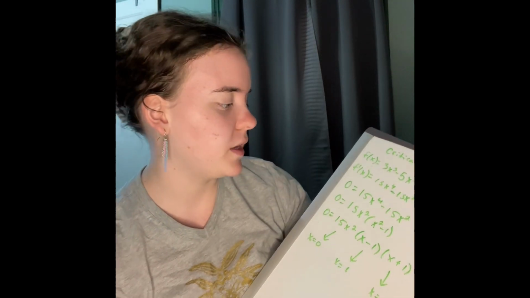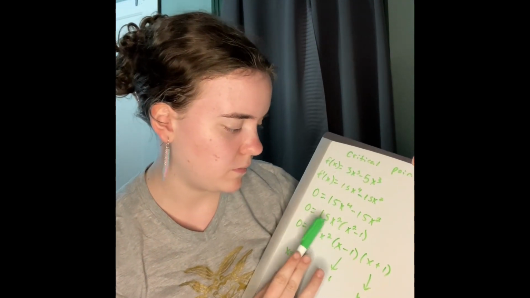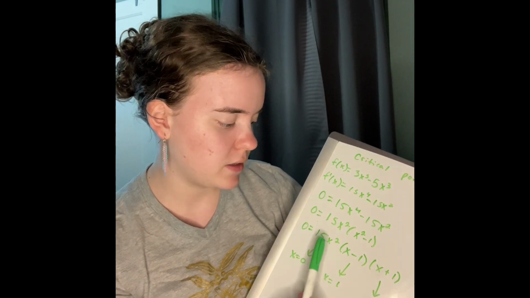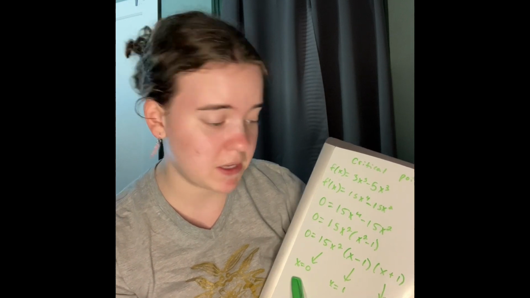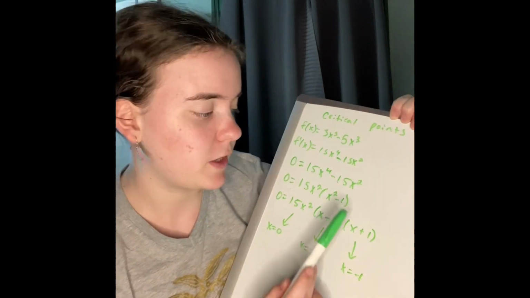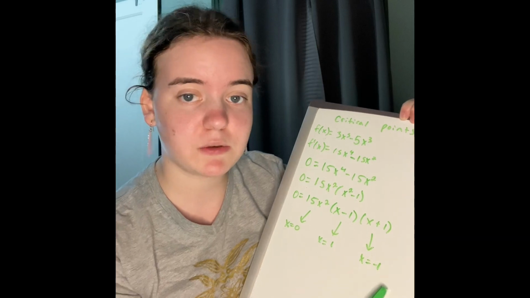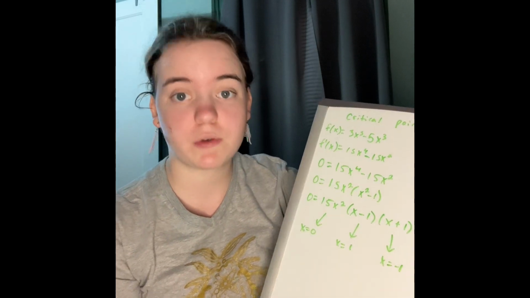To find the critical points, first we find the derivative. And then we set that equal to 0. We take 15x squared out. So then 15x squared just ends up being 0. This ends up being a perfect square, x squared minus 1. So we end up with x equals 1 and x equals negative 1. So these are our 3 critical points.